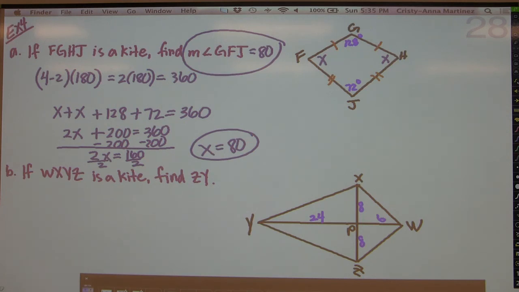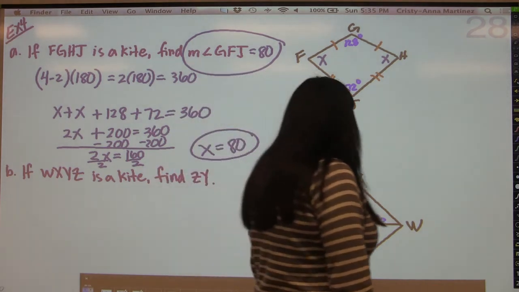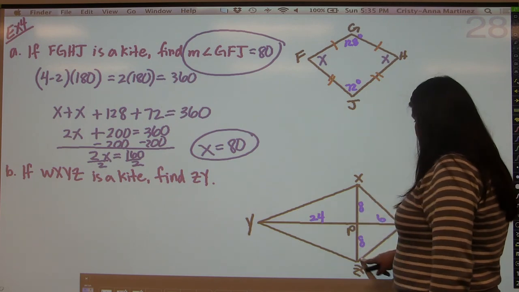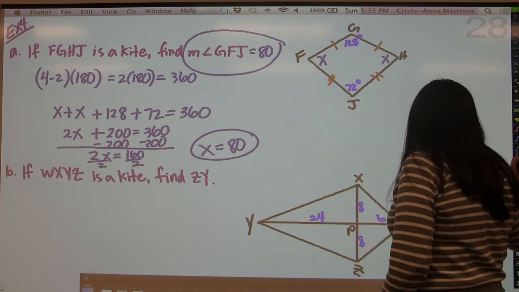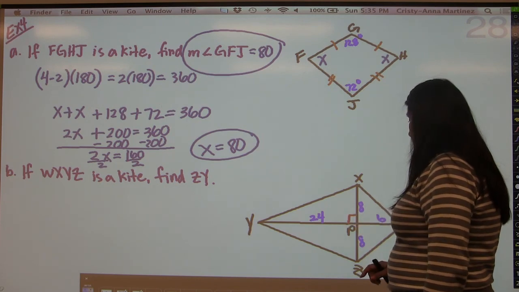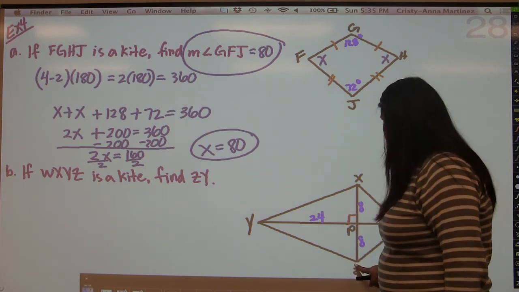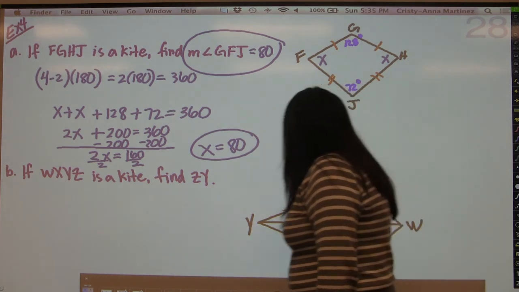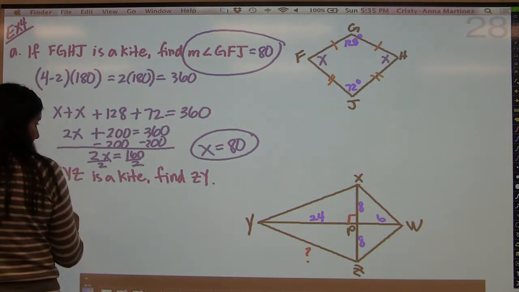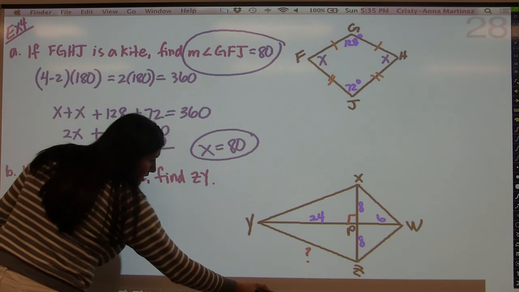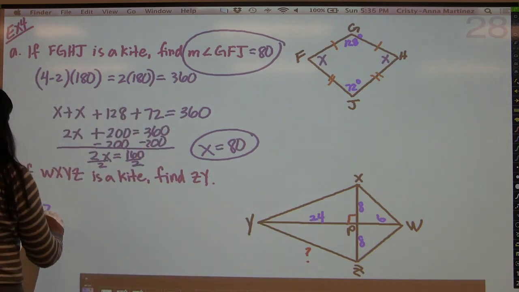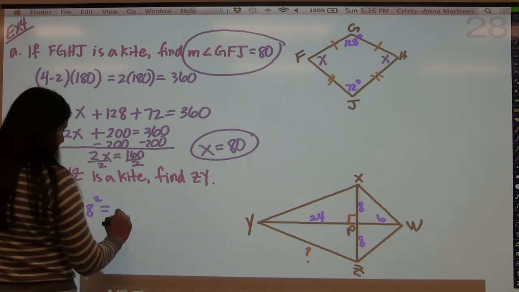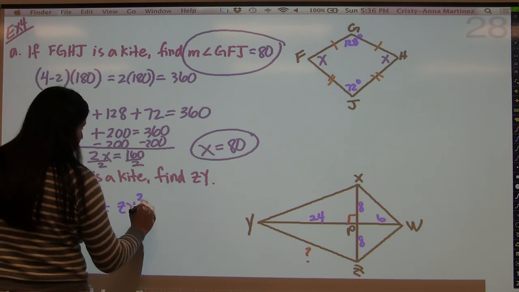So WXYZ is a kite, find ZY. So what we know is that in this case, the diagonals, XZ and WY, are perpendicular. And because they're perpendicular, what we have here is a right triangle, and we need to figure out what this distance here is, ZY. So we can use the Pythagorean Theorem to figure that out. So the Pythagorean Theorem says legs squared, so our legs are marked 24 and 8, so 24 squared plus 8 squared should equal the hypotenuse squared, which is YZ or ZY. I hope that makes sense.